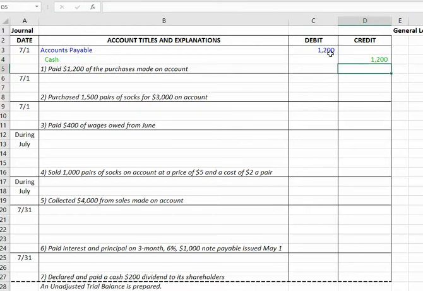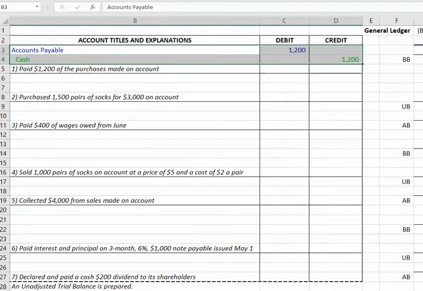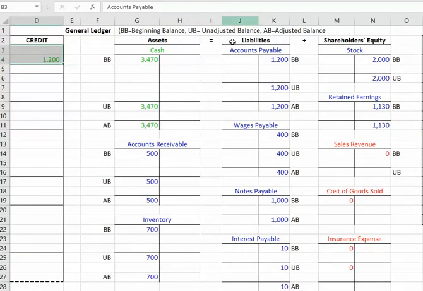Now the way you do the recording is you record it in the journal, and now we're going to post this to the general ledger, or ledger. Over here I have T accounts representing the ledger. If you'll notice, I've got beginning balances, BB. Here's $1,200 of accounts payable. That's because we purchased merchandise last period, debited inventory and credited accounts payable. We got inventory and gave an IOU.